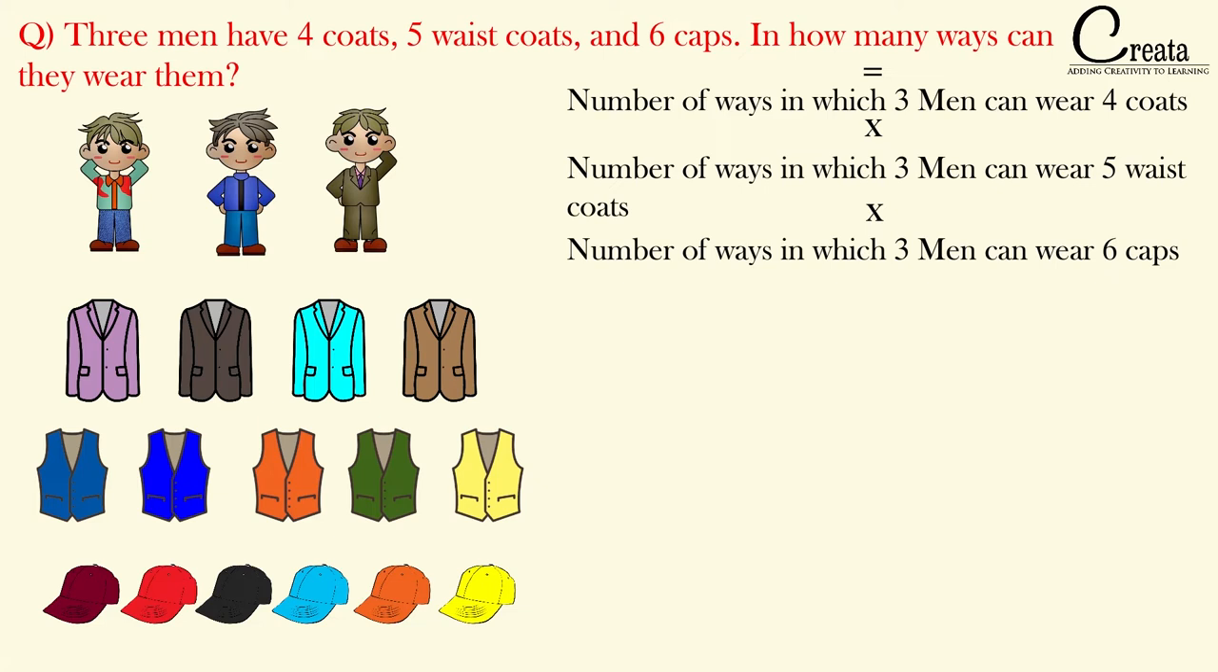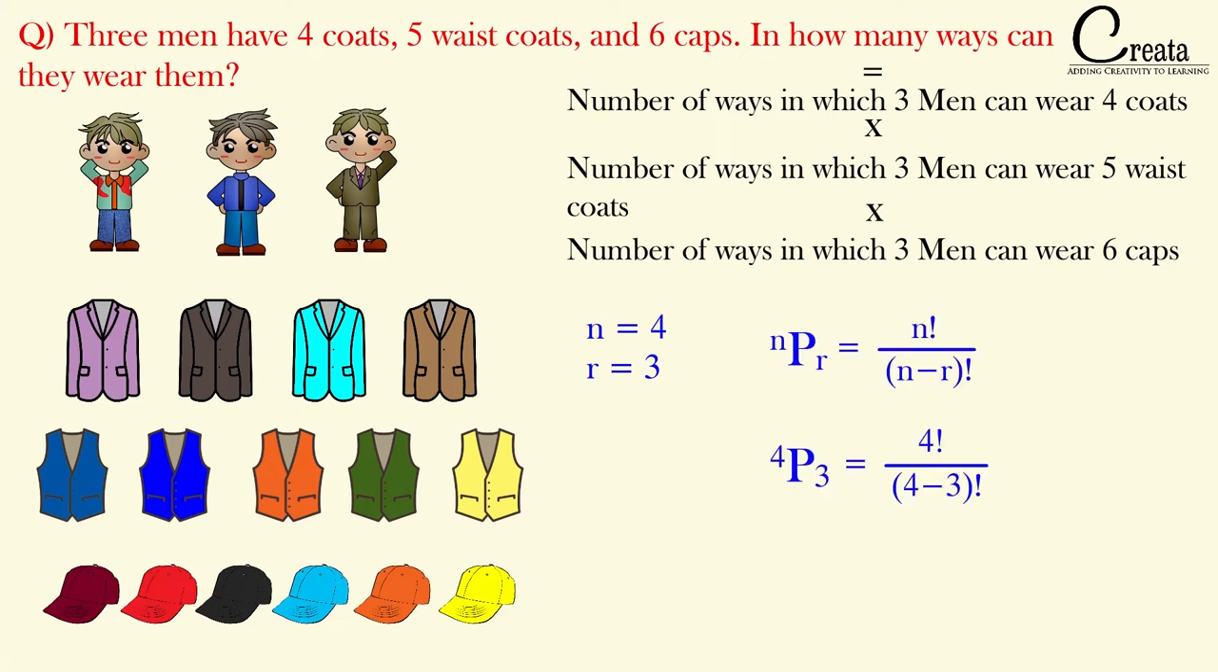Here we have four coats and three men. So we can say n equal to 4, that is the number of items given is 4, and the number of slots is 3, that is, 3 men have to wear these 4 coats. So we can apply the formula of the permutation, which is n factorial upon n minus r factorial.